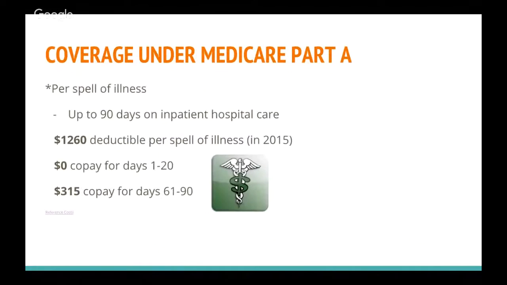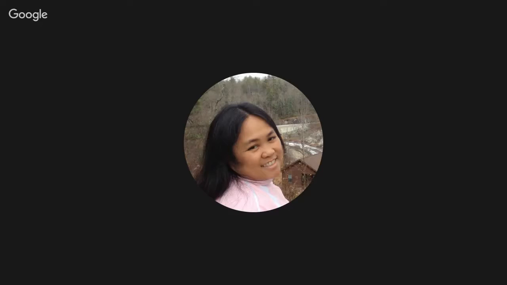Okay, under Medicare Part A, for one admission, or what is called a per spell of illness, Medicare can cover up to 90 days of inpatient hospital care after paying the $1,260 deductible. That's the rate in 2015. The copay for the first 20 days is 0, but after the 20 days, it's a $315 copay for each day. Oh, I think I wrote that wrong. It says 61 to 90, but I think it's 20 days to 61. Oh, I need to look that up again.